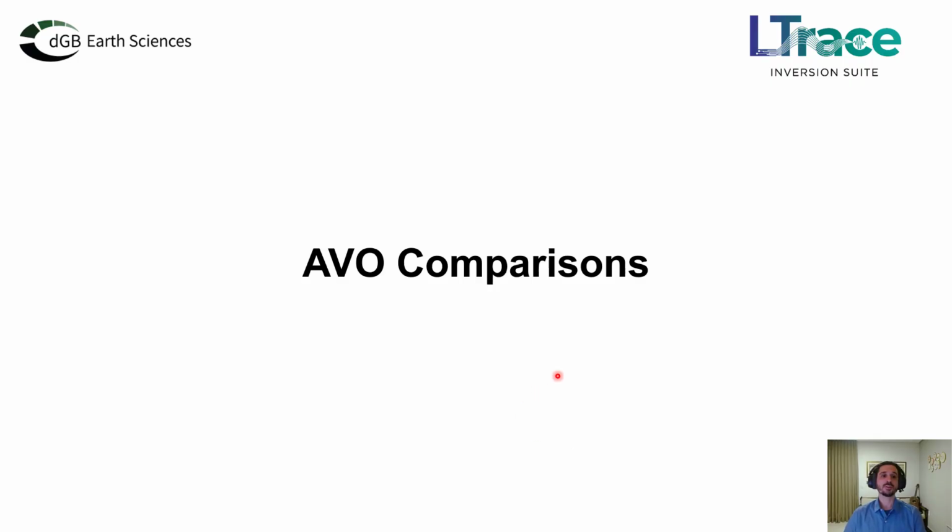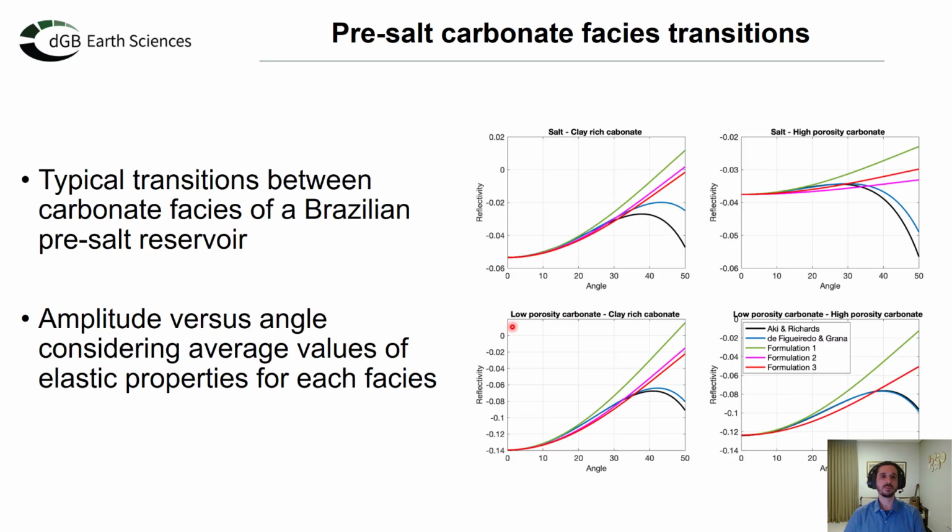So now about the applications, we first show some AVO comparisons. Here we have some results for typical transitions between carbonate facies of a Brazilian pre-salt reservoir. So we have 4 facies transitions here, where we plot the reflectivity versus angle for these different transitions: salt to clay-rich carbonate, salt to high porosity carbonate, low porosity carbonate to clay-rich carbonate, and then low porosity carbonate to high porosity carbonate.